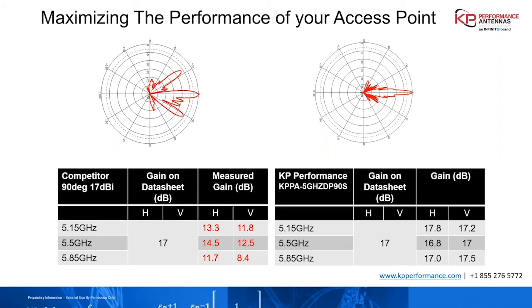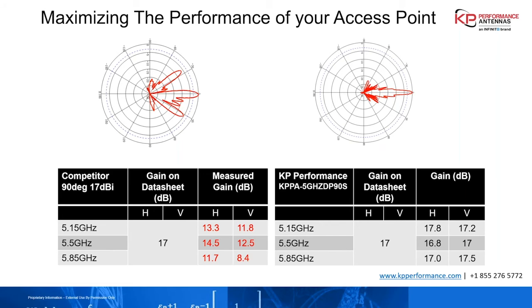Now, on your access point, maximizing your performance is very related to the spec again, and of the gain. So here on the left, we're showing the patterns of an antenna, and the gain on the datasheet reports 17 dBi. But when you actually go and measure it in the field, the gain was much less, between 8.4 to 13.3. So that gain on the datasheet was probably more of a directive gain. As opposed to here with the KP performance data sheet, where on our data sheets we actually report true gain, and the gain measured is very close to the true gain value. You can see that only one frequency is within 0.2 dB less than our reported gain on the data sheet.